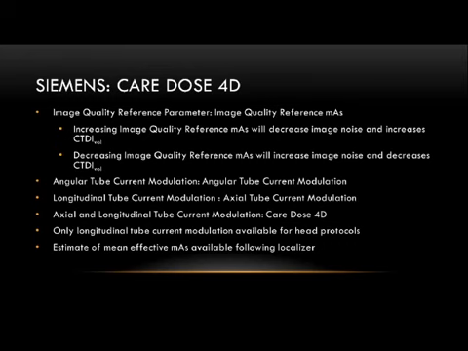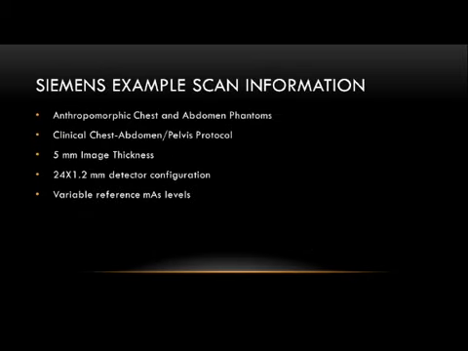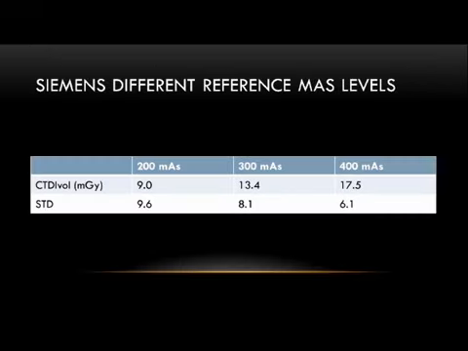They call their angular tube current modulation angular tube current modulation. Their longitudinal is called axial, and the combination of the two is called CareDose 4D. Similar to the Philips system, only longitudinal tube current modulation is available for head protocols. And again, you can also get an estimate of what the MAS is going to be after the localizer. Again, some Siemens scan examples, going from 200 to 300 to 400 quality reference MAS. We saw increases in the CTDI vol and decreases in the standard deviation of the Hounsfield units.